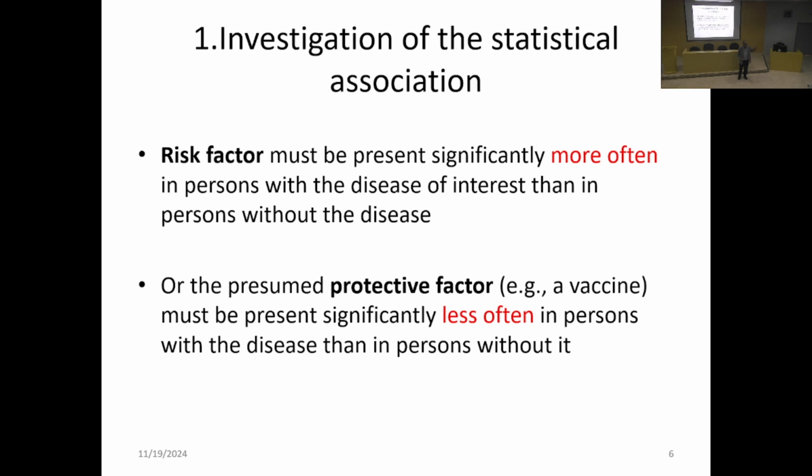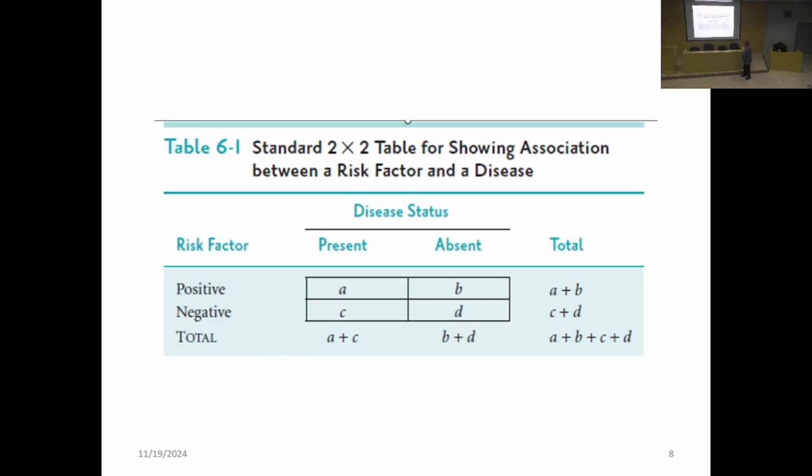Significantly greater than 1. What does this mean, right? Or, if it is protective, it has to be significantly less than 1. Okay, so basically I go back to this 2x2 table for cohort studies and case control studies.